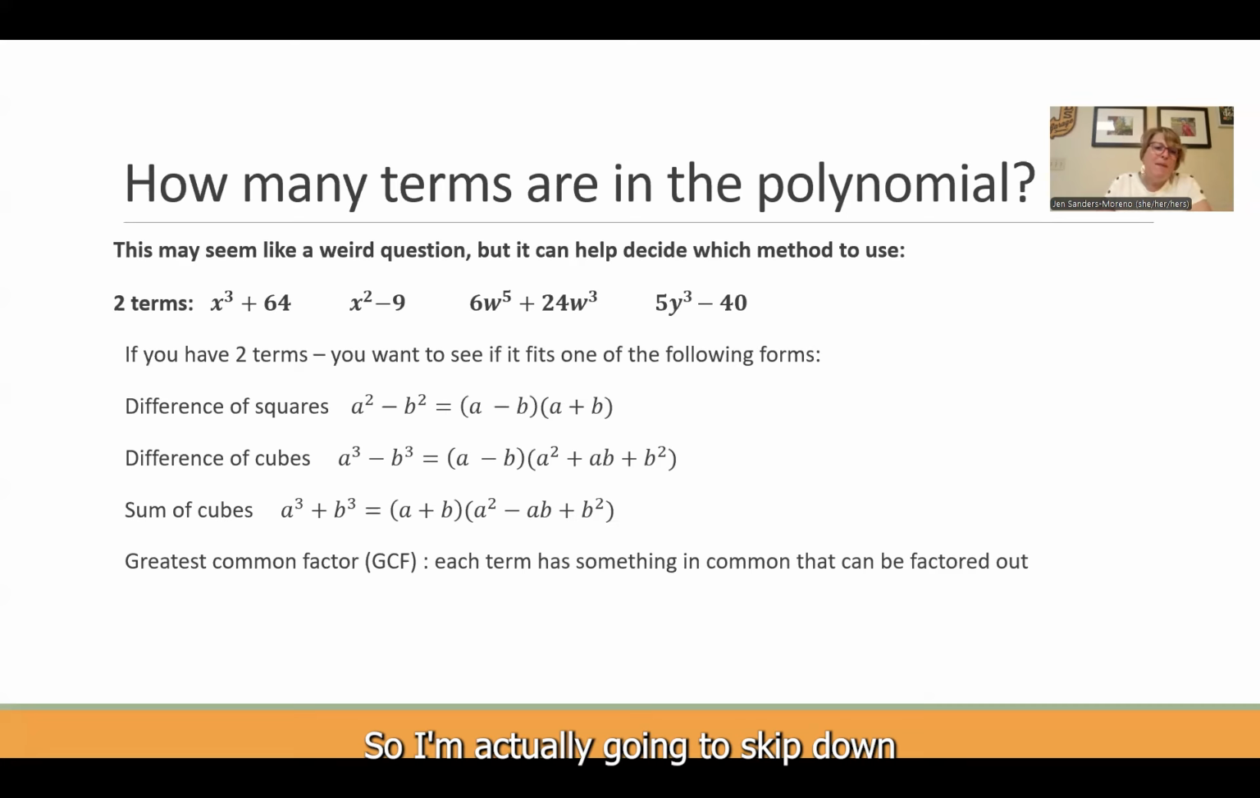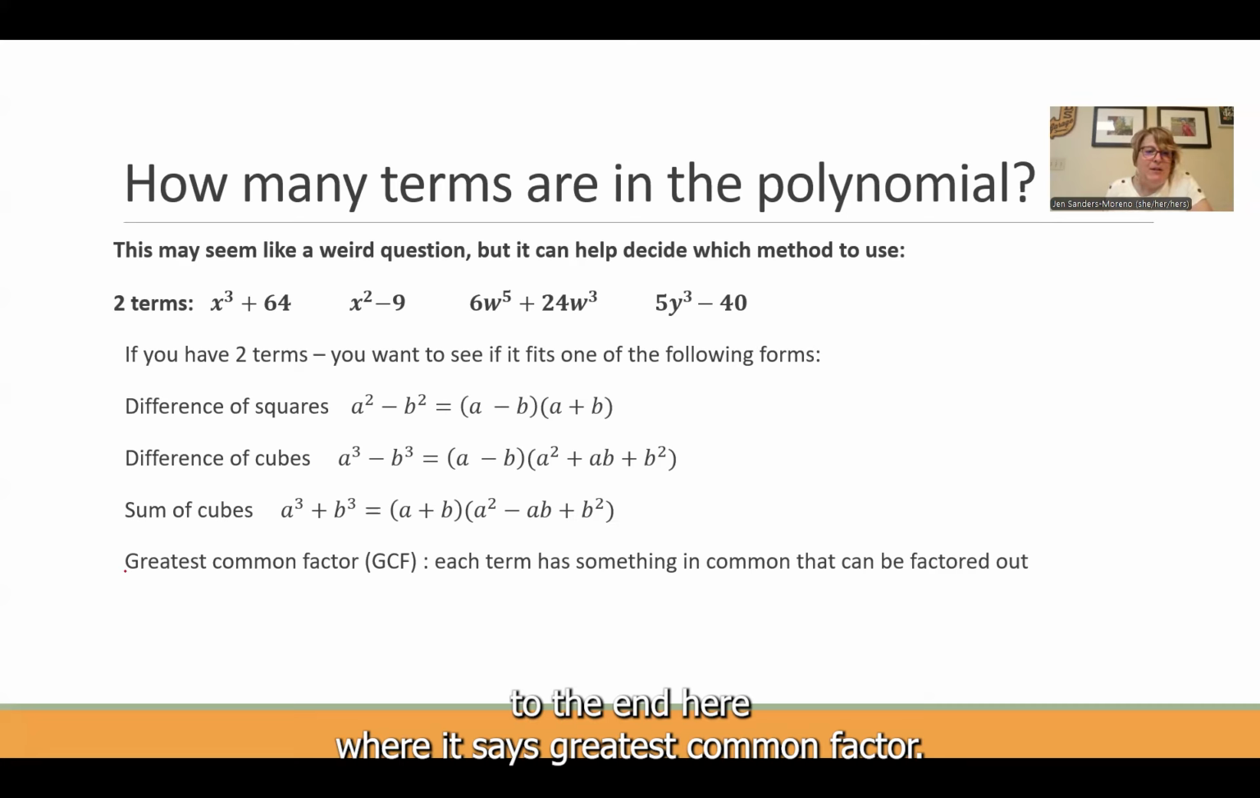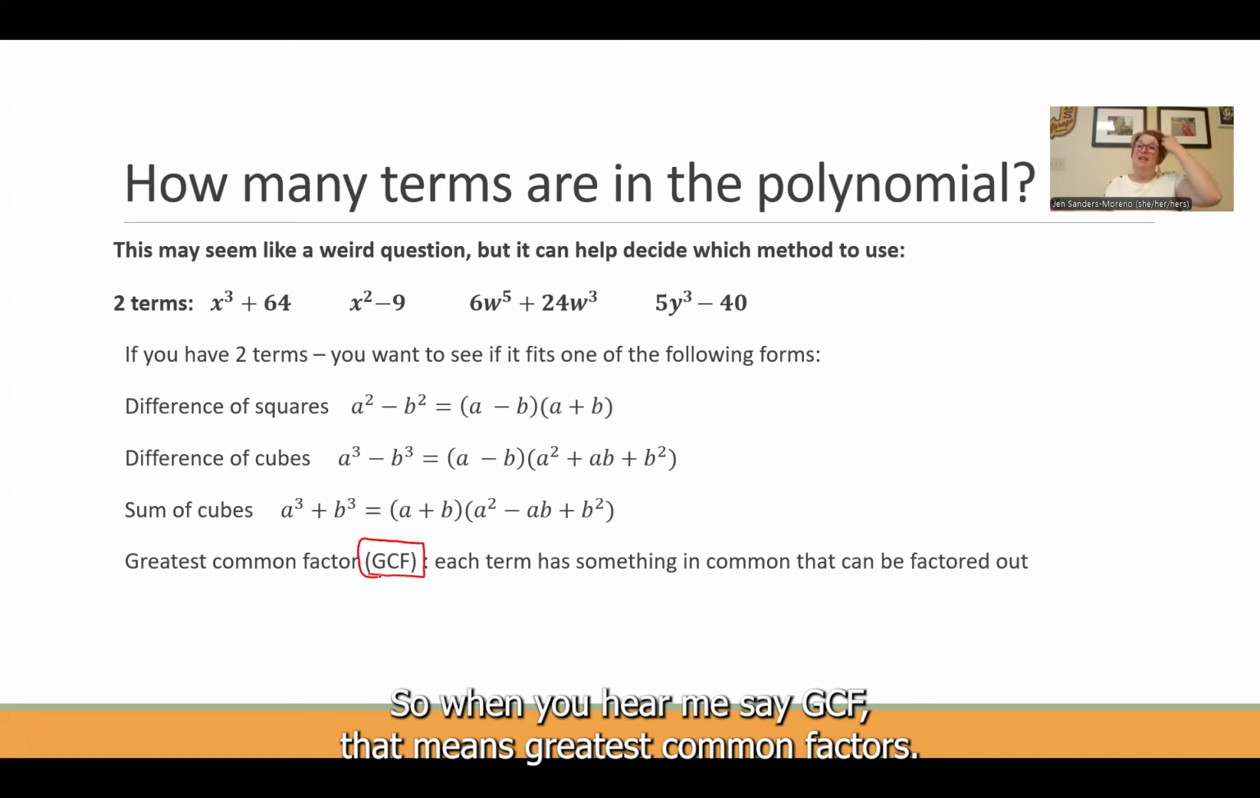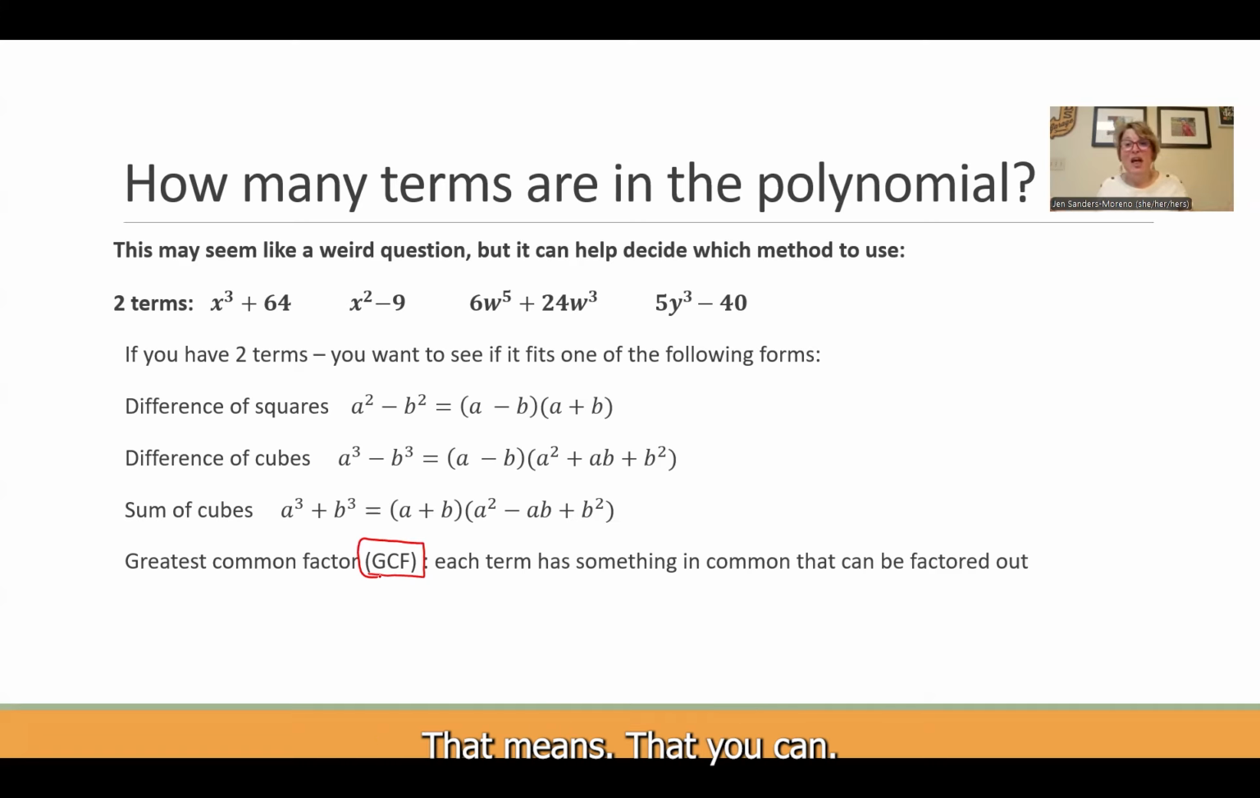Okay. So I'm actually going to skip down to the end here where it says greatest common factor. So I typically just refer to it, and a lot of people refer to it as GCF. So when you hear me say GCF, that means greatest common factor. So that means that you can take something out of every term and pull it out, factor it out. Okay.